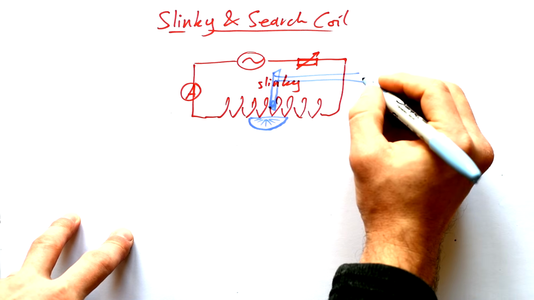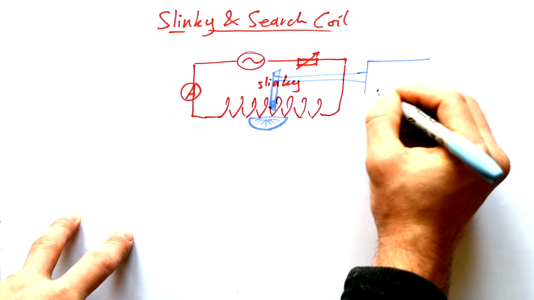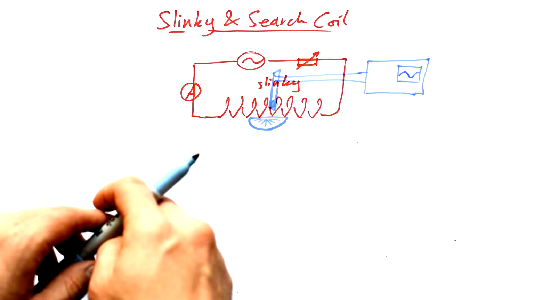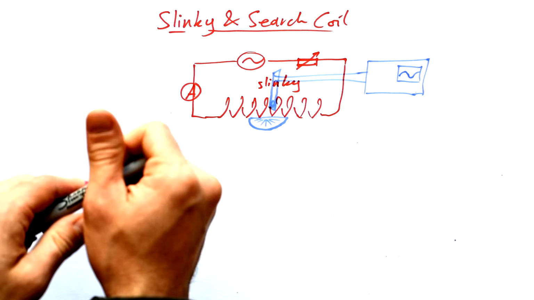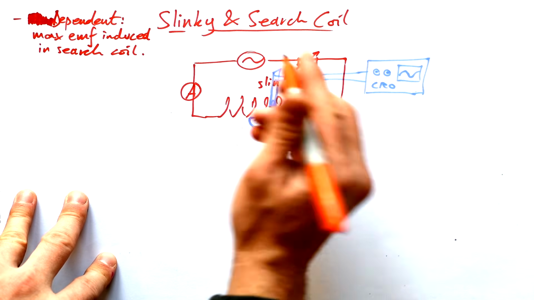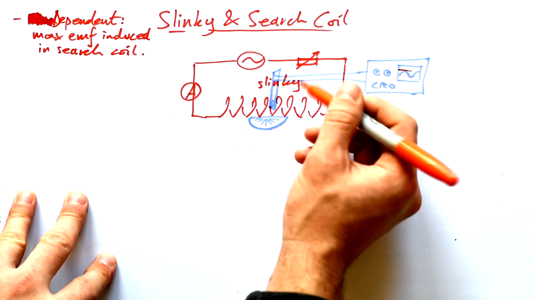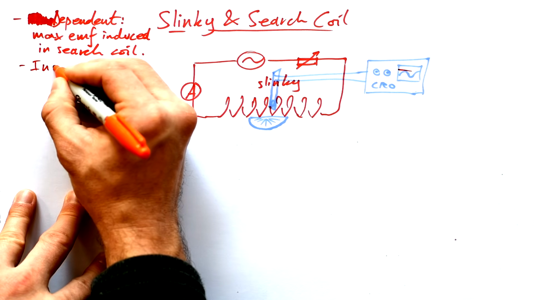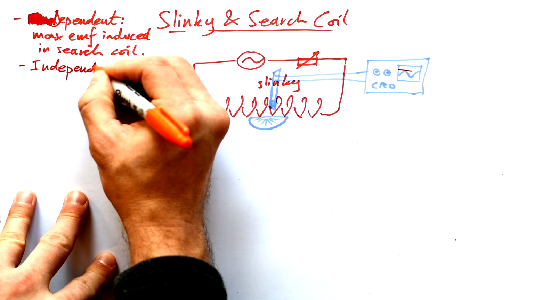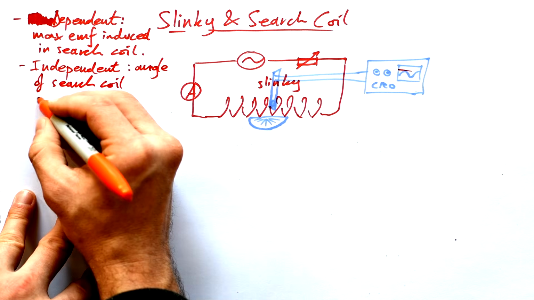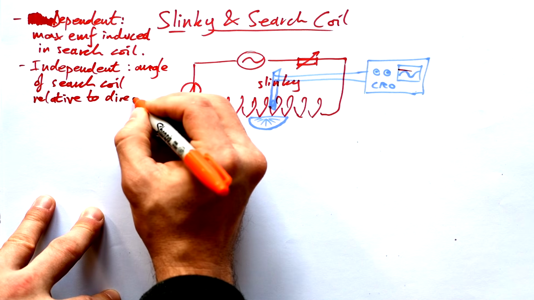The search coil is then going to be hooked up to a cathode ray oscilloscope, where you'll be able to see the trace of the AC EMF induced in it. So our dependent variable is going to be the max EMF induced in the search coil, because of course it's AC, so it's going to be changing. We're going to change the angle to see how that affects it, so that's our independent variable: the angle of the search coil relative to the direction of the field.